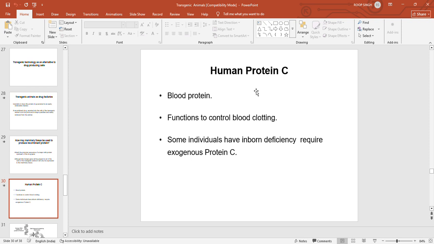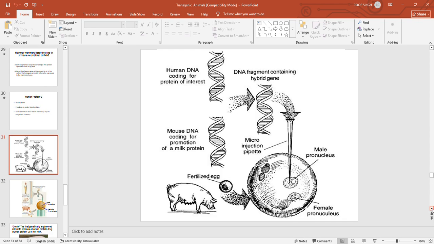Human protein C was expressed. It's a blood protein, whose function is to control blood clotting. Some individuals have an inborn deficiency and require exogenous protein C. So this protein C is required to control blood clotting, and now it can be made in large amounts from cattle. So this is one example.